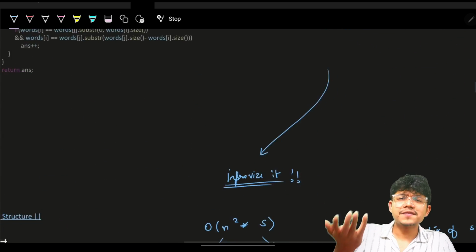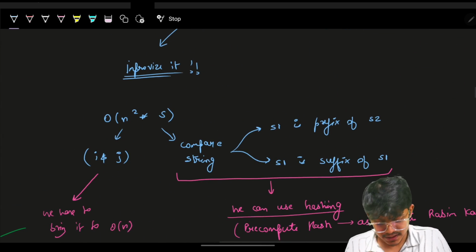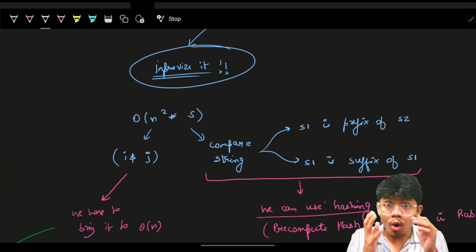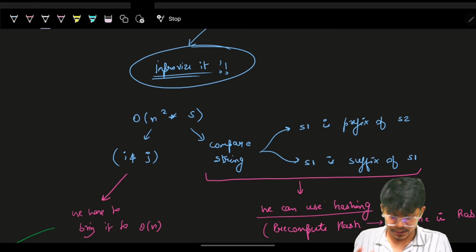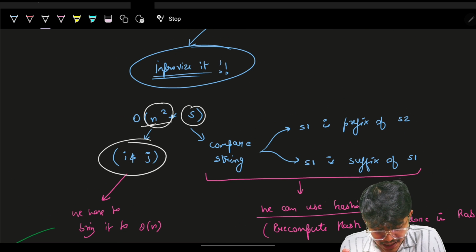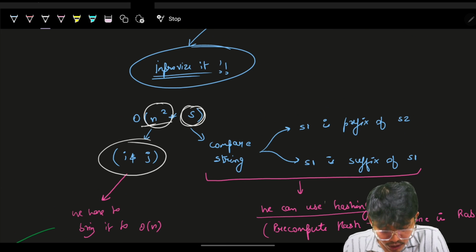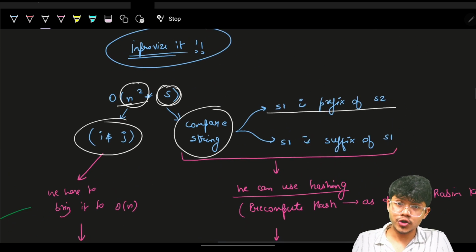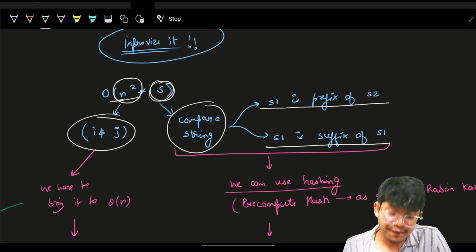Now the obvious question is, how will you improvise it? Let's first imagine what we got. We got n square into s. Now n square is because we are trying for i into j. I was comparing two strings, which means s1 is the prefix and I was comparing s2 as the suffix of s1.